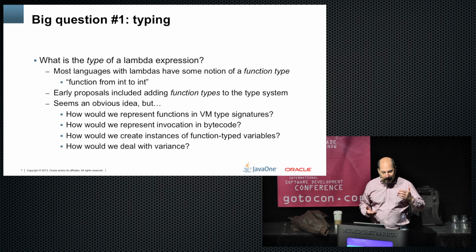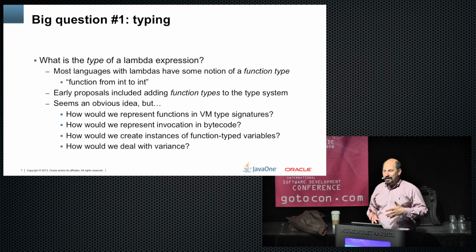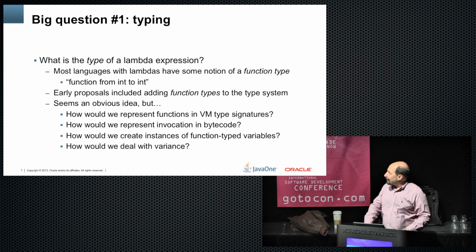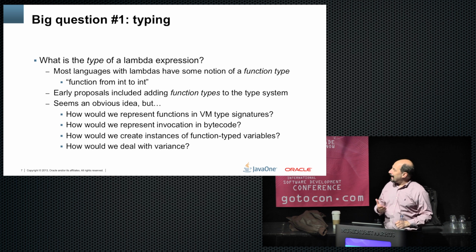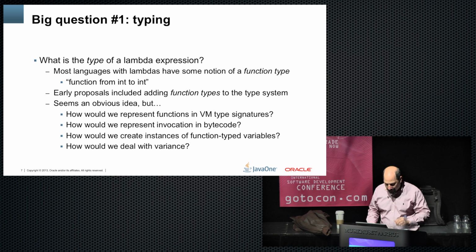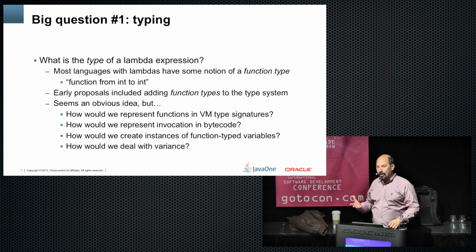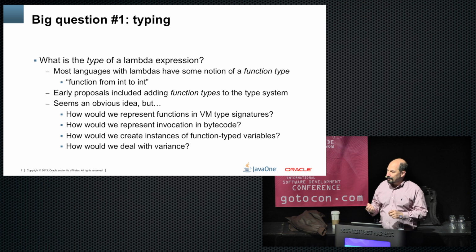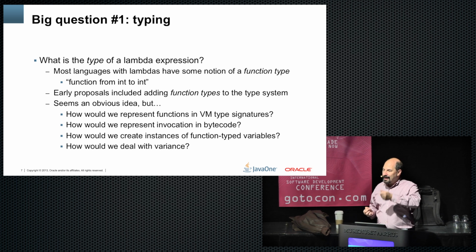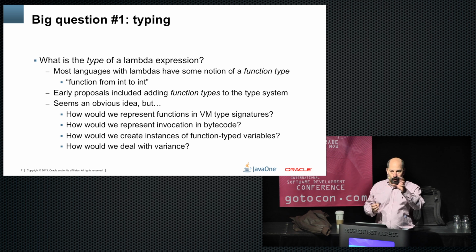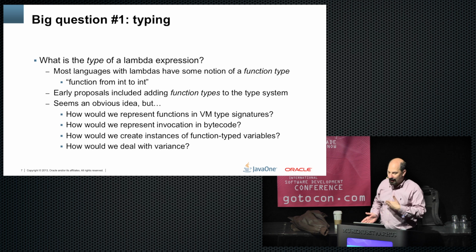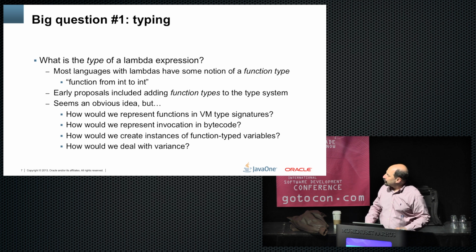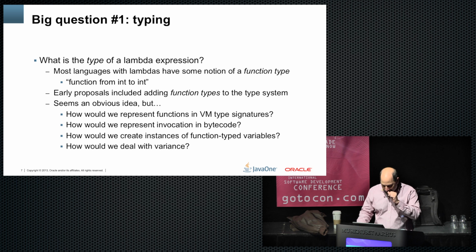And this seems like an obvious idea, but when you start digging, you end up with a lot of nasty questions surrounding representation. So what's it going to look like in the bytecode? What's it going to look like in a method signature in the bytecode? So Java is dynamically linked. When you invoke a method, it selects among the overloads and actually takes the signature of that method, the method called foo that has arguments int and long, and sticks that in the class file. So we have to find a way to represent a Lambda in a VM type signature.